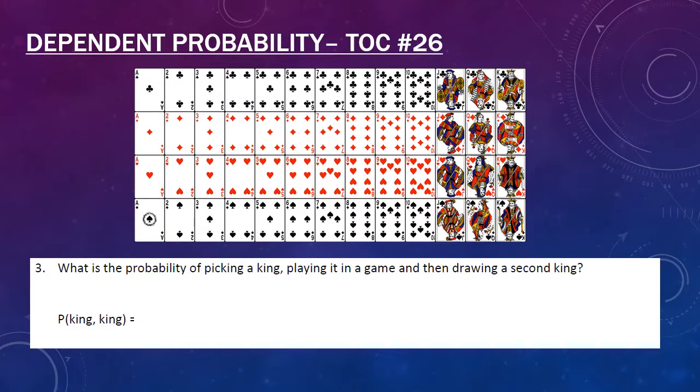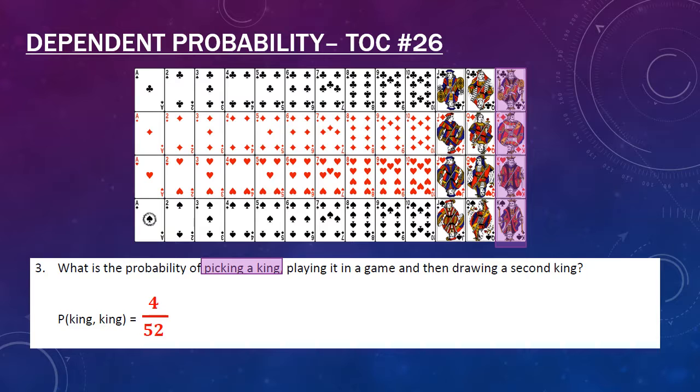For the last 2 examples, we're going to use a deck of cards. And I put a picture here because I know a lot of you are not familiar with what is in a deck of cards. So in this case, they're saying, what is the probability of picking a king, playing it in a game, and then drawing a second king? So in this case, picking a king, I highlighted them purple, there are 4 kings in a deck of cards. So my first fraction is 4 out of the 52 total cards that I have there pictured.